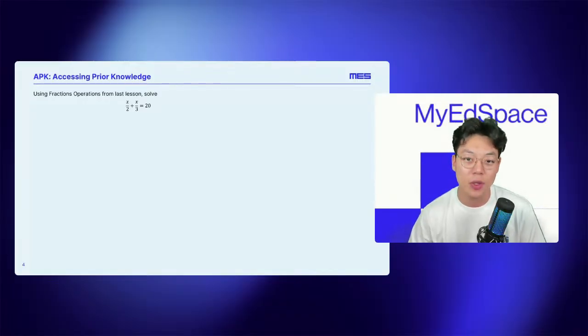Solve this equation right here: x over 2 plus x over 3 equals 20. What do you think would be the very first step in solving this problem? What do you think would be the easiest way? Or maybe a way that you are most comfortable with.